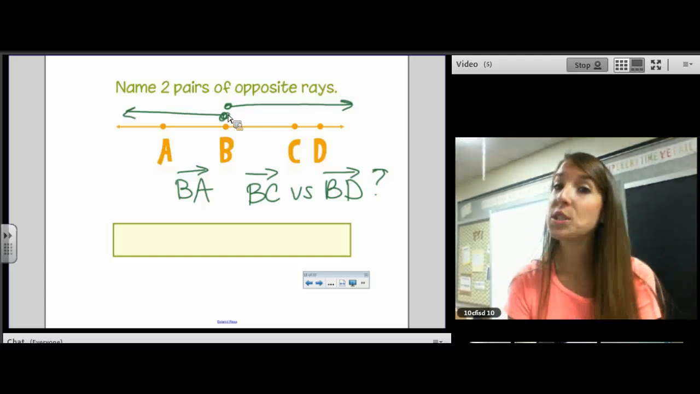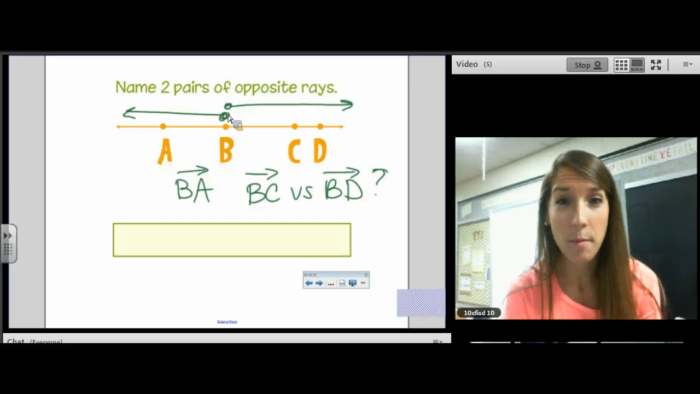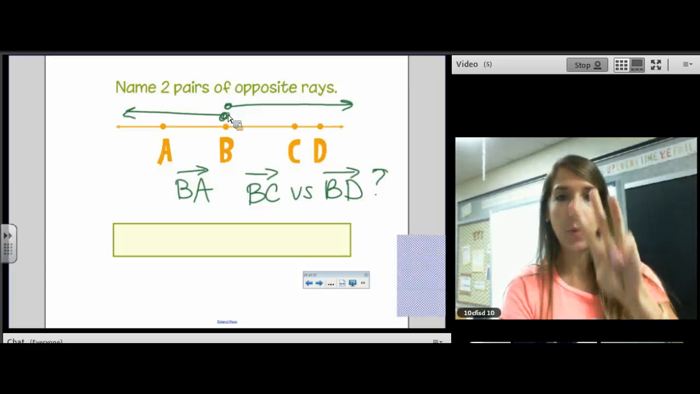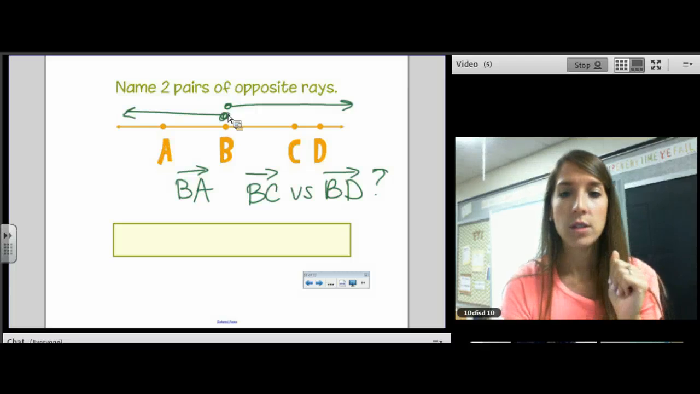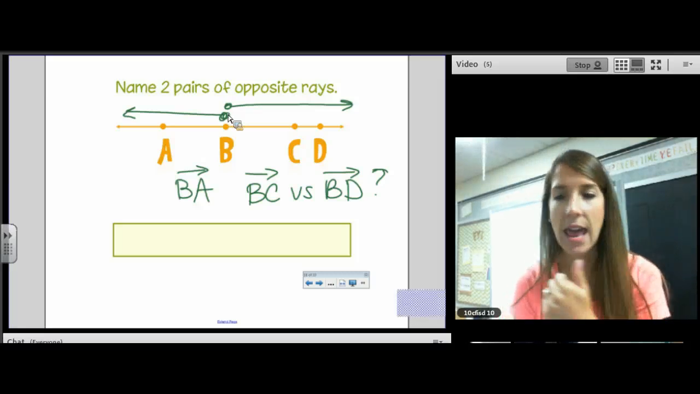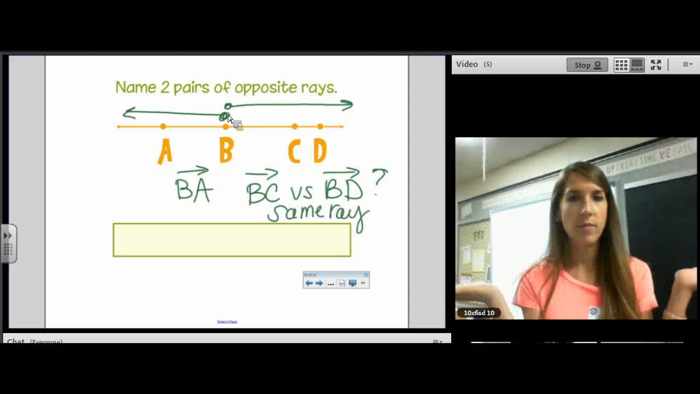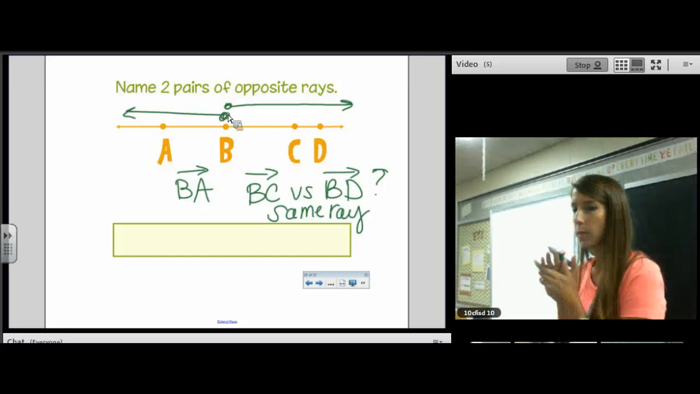Ooh, we can't use three letters because when we use three letters, it's a plane. Remember? Two letters make a line, three letters make a plane. So ray BC and ray BD are the same exact ray. These are the same ray. There is no difference. So you could use either one. Okay?